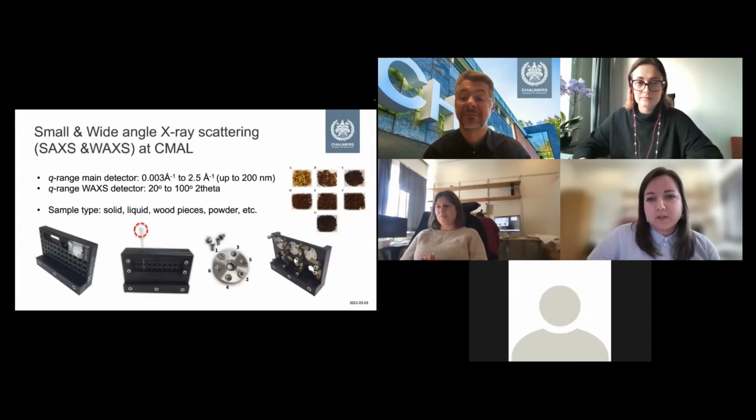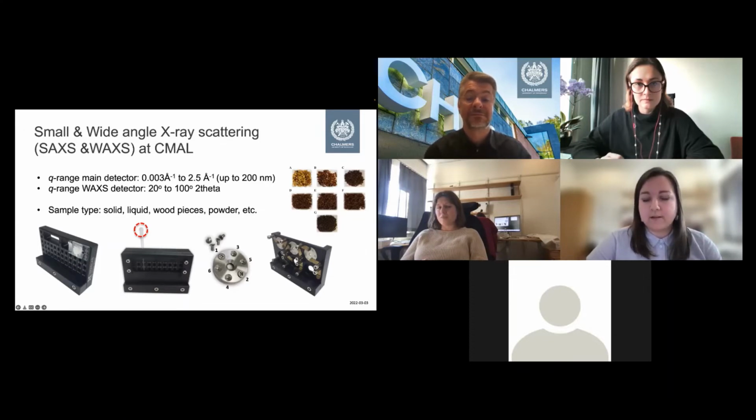So as I already mentioned, with our instrument here, we can measure up to 200 nanometer size of the particle, either in solution, or we can also measure solid samples. So here are some of the sample stages that we have for our instrument. For solid samples, you can basically just simply tape your sample onto the sample stage and measure like that. We did that with our wood samples, like here on the right. We actually just taped them on the sample stage.